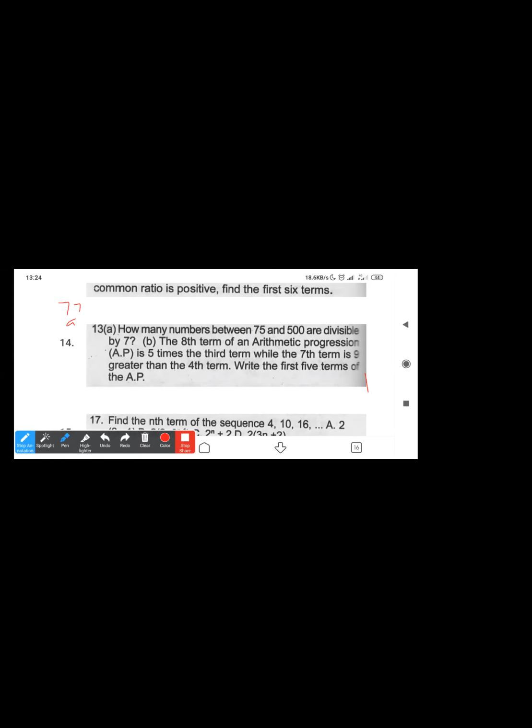The characteristic of numbers divisible by 7 is that they have a common difference of 7. 7 times 11 is 77. 7 times 12 is 84. So 84 is the next one. If you add 7 to this one too, you get 91 and so on. So the first number is 77, the common difference is 7. And then they want us to find what? How many numbers. So we need to know the last number. How do you get the last number?